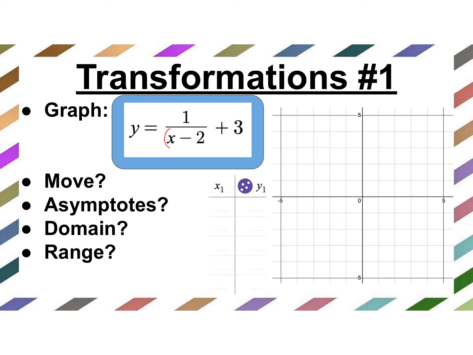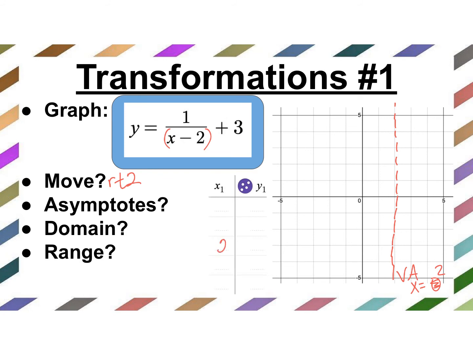So when I look in my denominator, I have x minus 2. So this is going to go to the right 2. Well, I would normally have an asymptote at x equals 0. So if I'm moving my whole graph to the right, my asymptote's going to move to the right. And I will have an asymptote at x equals 0. That's my vertical asymptote. Oops, sorry, 2. X equals 2.